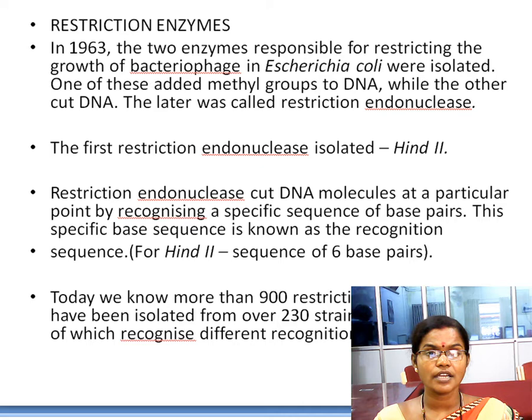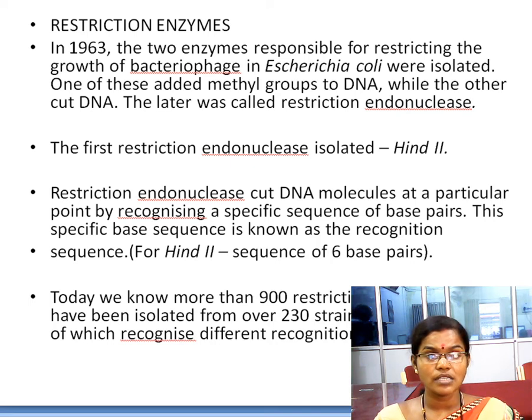REN, restriction endonuclease enzymes. First point. Second point, they are also called molecular scissors or molecular knives. Third point, they cut the DNA at a specific site. What will they do? They cut the DNA at the specific site.